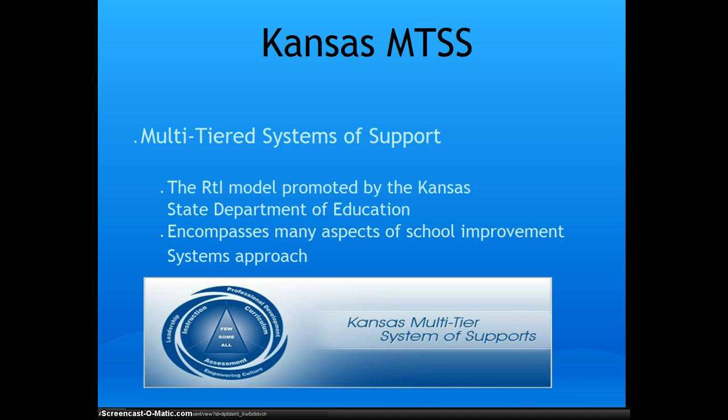Now on to Kansas MTSS. The RTI program that's endorsed by the state of Kansas is called MTSS, Multi-Tiered Systems of Support. Although RTI philosophies are embedded into MTSS, it involves much more. MTSS is the model that Kansas State Department of Education uses when they work with buildings placed on improvement for their accreditation status. As you can see by the symbol at the bottom, there's much more than a pyramid involved in MTSS and the MTSS philosophy.